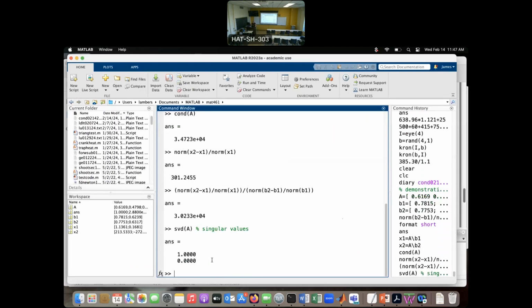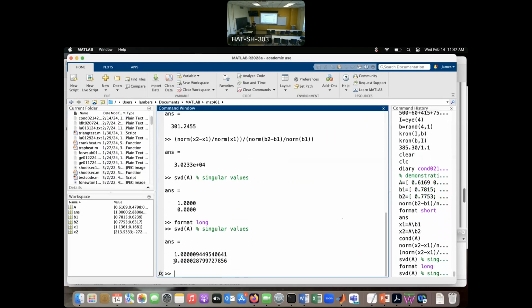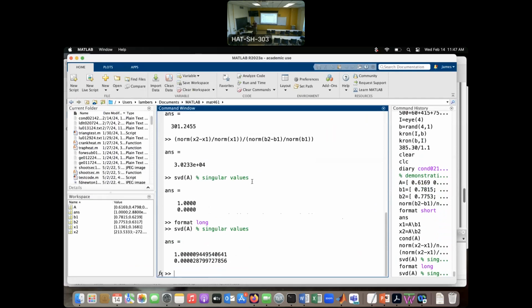So not very distant at all. Let's do format long and do that again. Okay, so the small singular value is not 0, but it's pretty dang small. The condition number is the ratio of the largest singular value to the smallest. And sure enough, as you can tell from these numbers here, that would be this large number, certainly. So yeah.